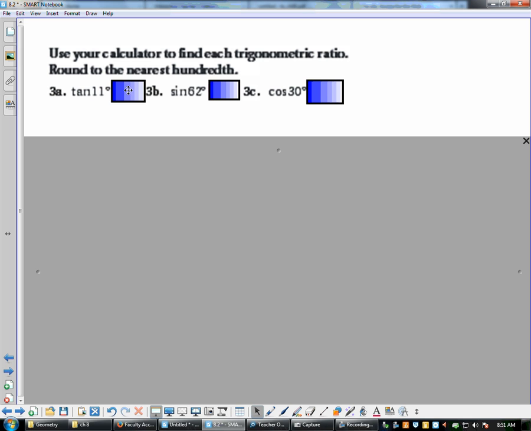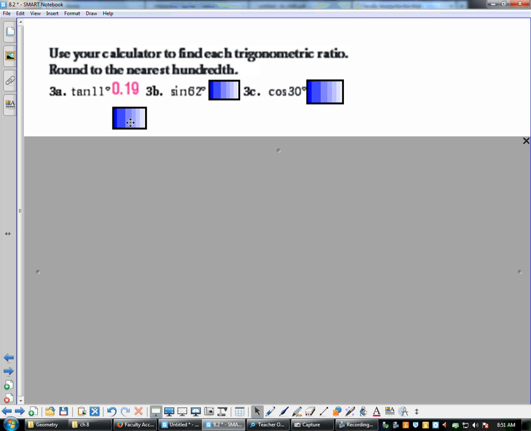What'd you get? 0.19. Does everyone have 0.19? Anyone have something other than 0.19? Please ask, because if you don't get 0.19, it doesn't mean you're doing something wrong. It means your calculator is set up in a different mode than degrees. It means it's figuring out like the tangent of 11 radians, for example.